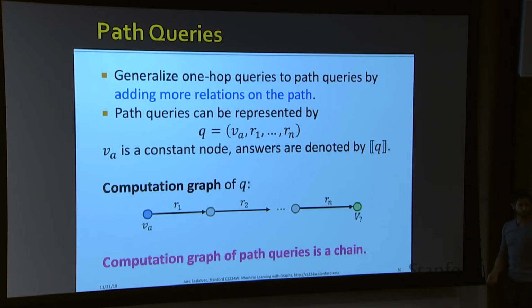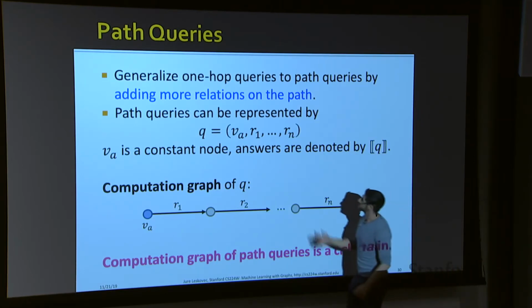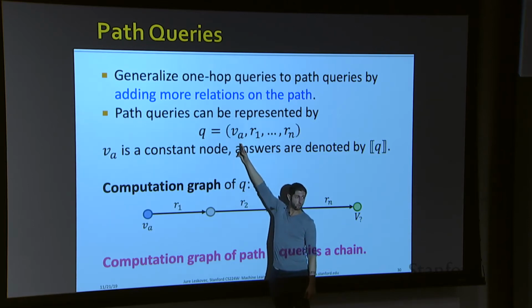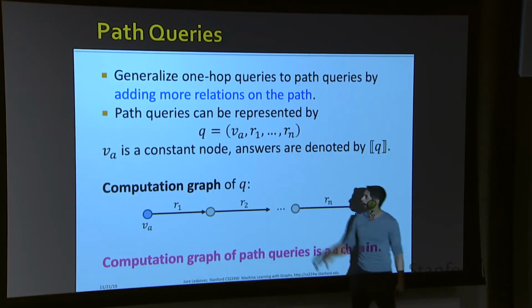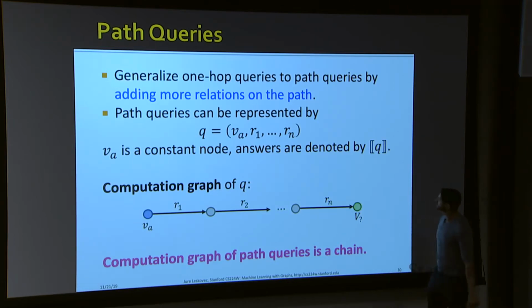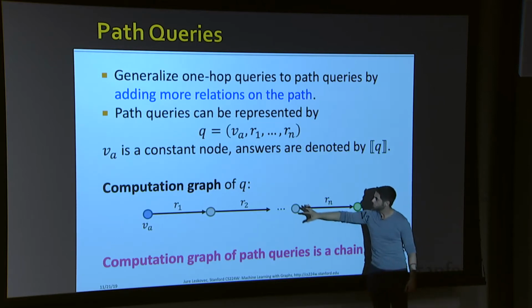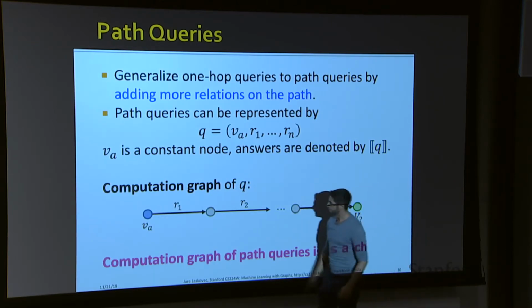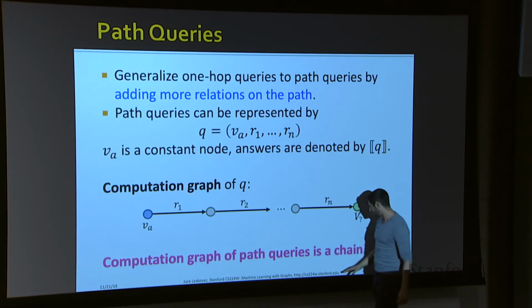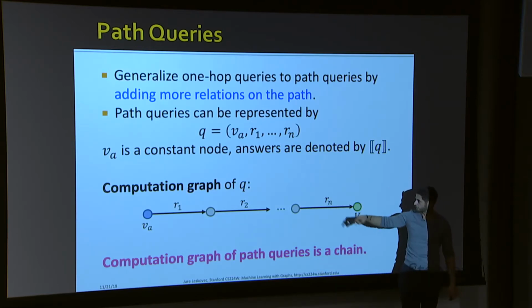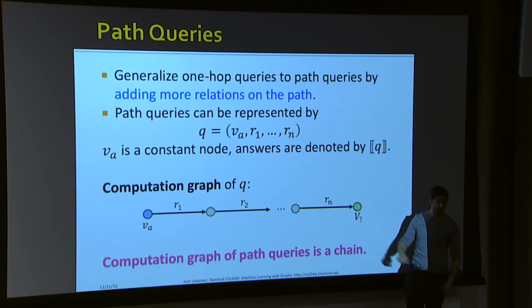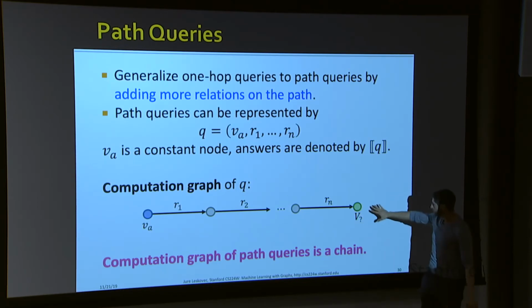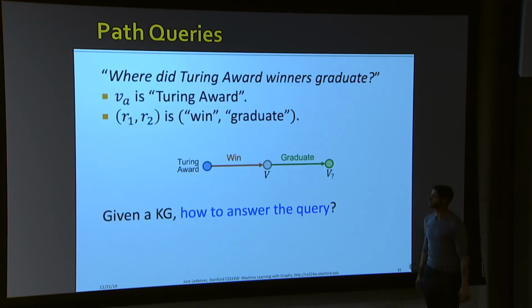Now, we use the one-hop query to generalize to our path queries, okay? And what we do is we just add more relations on the path, okay? So basically, our path queries can be represented as a fixed anchor node, so this is our anchor node, then we apply multiple relations, as many as we want, and starting from our fixed node, we reach a set of possible answers, okay? And we're going to be calling this our computation graph, okay? In the case of a path query, our computation graph is a chain. So one node at the beginning, our anchor node, each relation will be one edge in our chain, and then we reach the set of answers at the end.